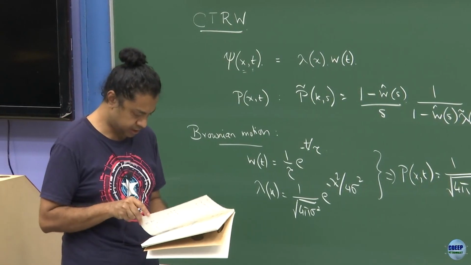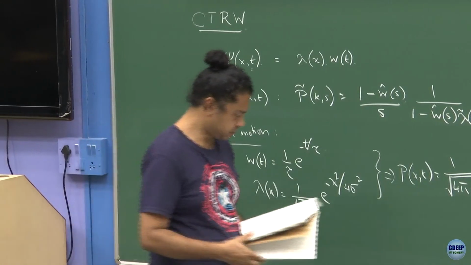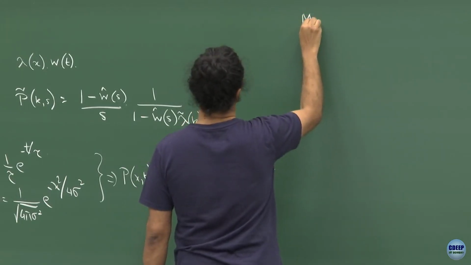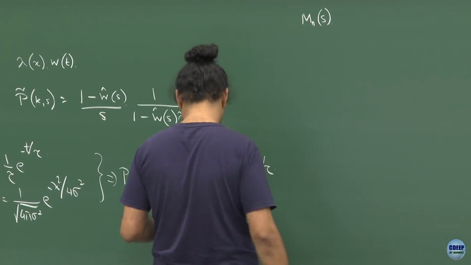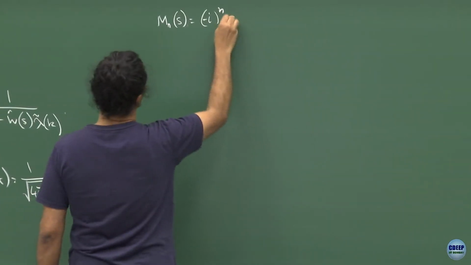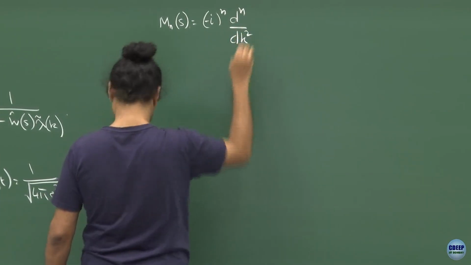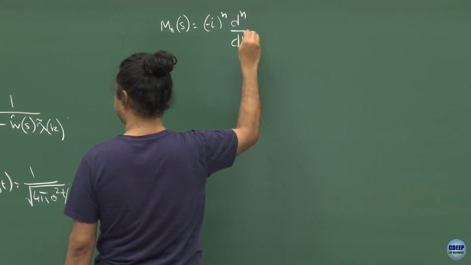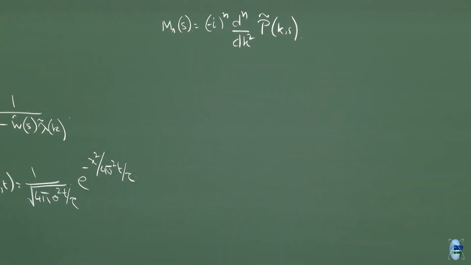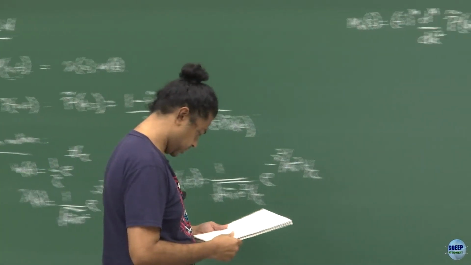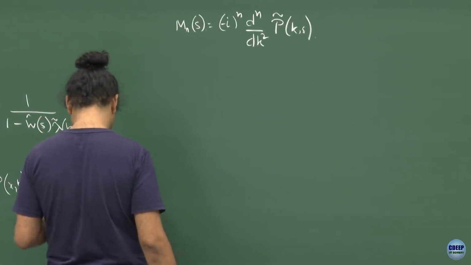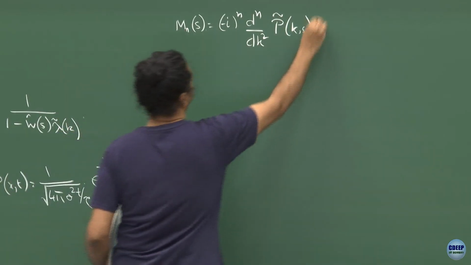And further, we calculated the moments. So, let me just write down the moments. The moments of the distribution m n of s was minus i to the power of n, d n by dk n, right, of this p tilde of k, s, right. And these are evaluated at k equal to 0.